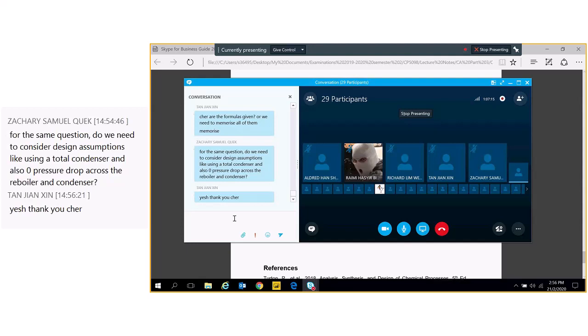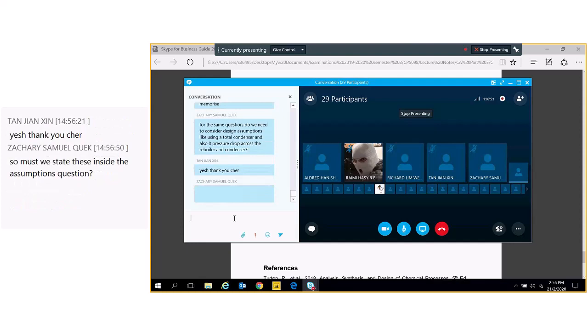Otherwise, if you use a partial condenser, then you get two products. One is a vapor product, and the other one is a liquid product. And that makes it more complicated.